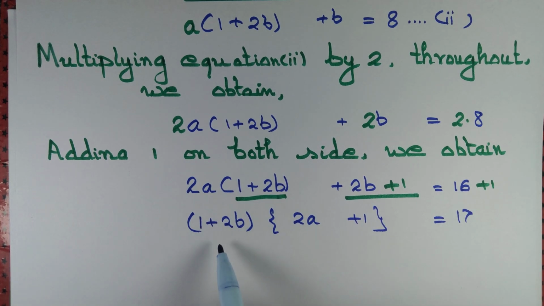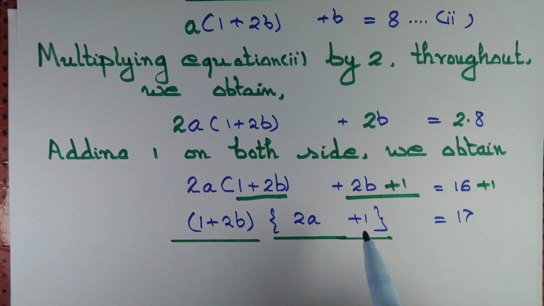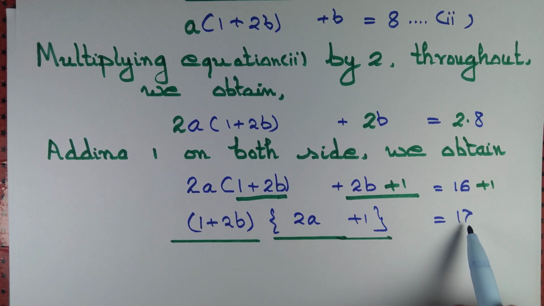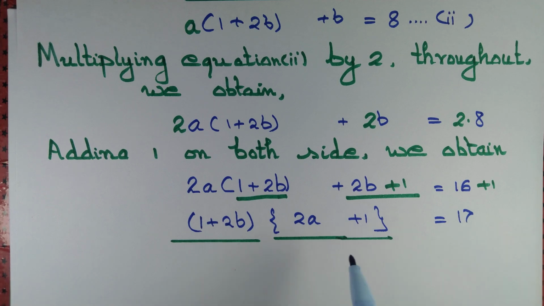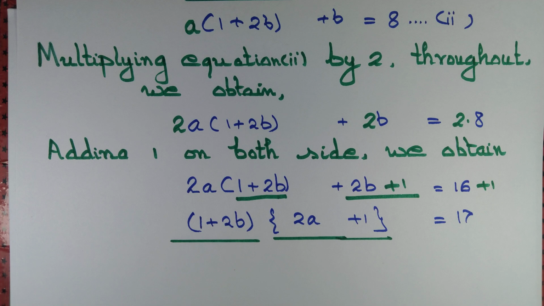Now we see 1 plus 2b is an integer. 1 plus 2a is also an integer. Their product is exactly equal to 17. So we have limited choices of 1 plus 2a and 1 plus 2b. They are definitely factors of 17, and the integer factors of 17 are plus minus 1 and plus minus 17 only.